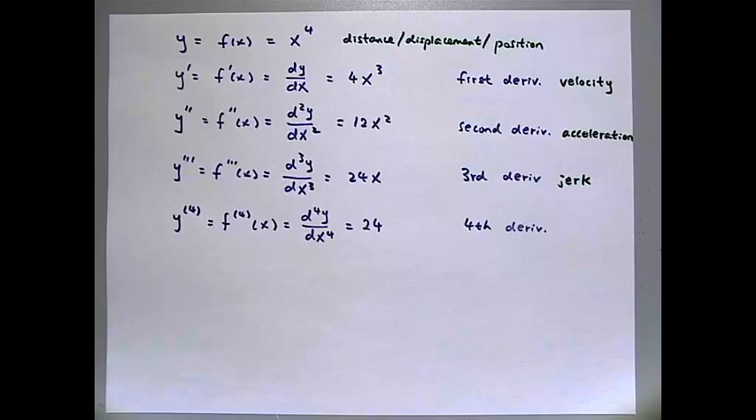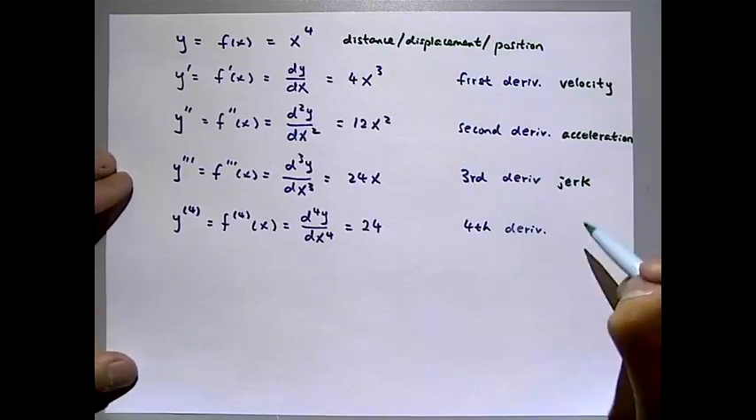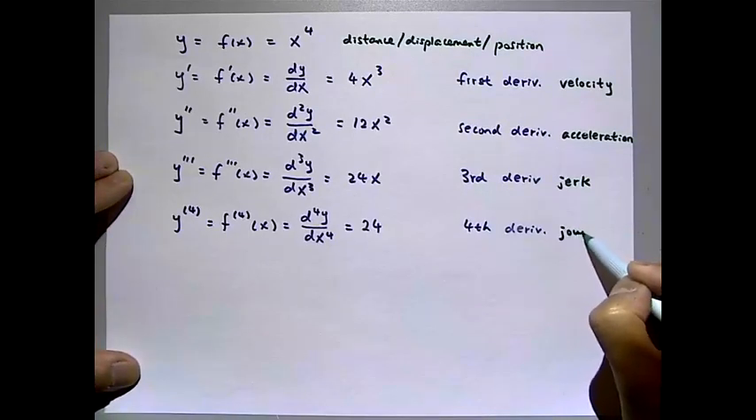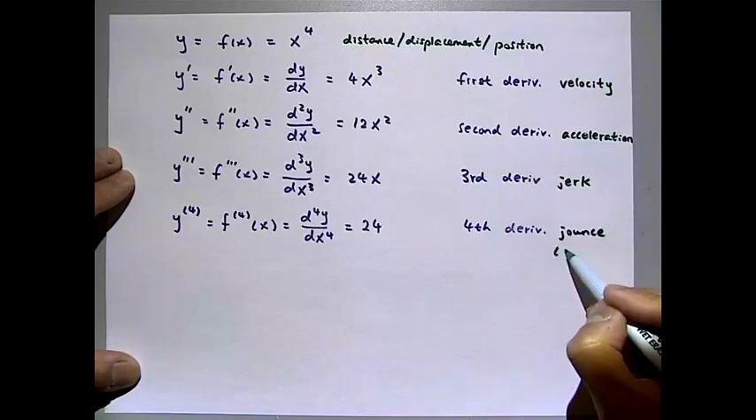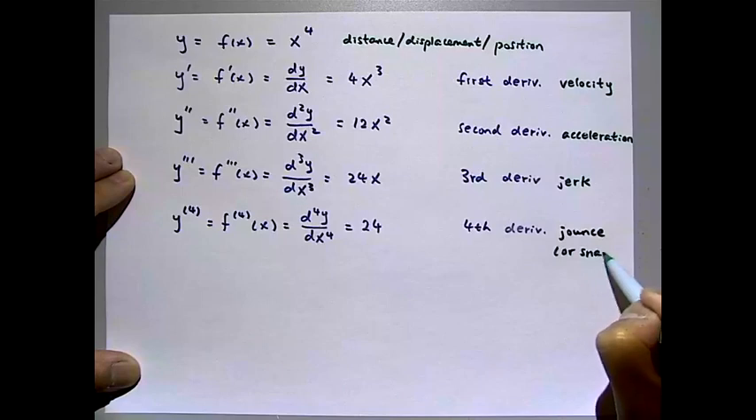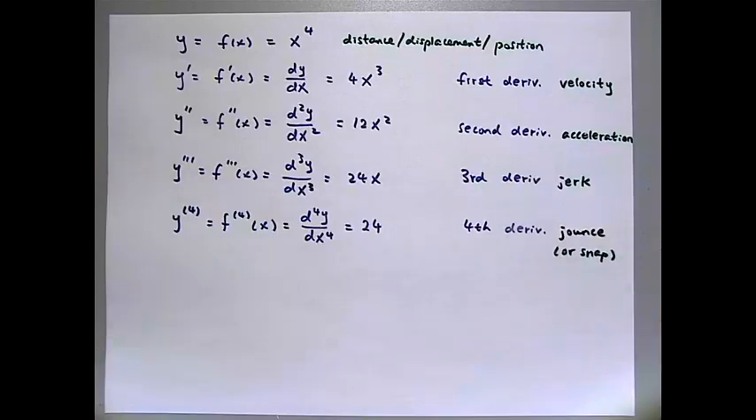Anyone know the derivative of a jerk? Good, very good. Jounce. Sometimes called snap. Again, that's the kind of thing that even if you don't know that, it's not a big deal. The minimum you've got to know is that the derivative of position is velocity. The derivative of velocity is acceleration.